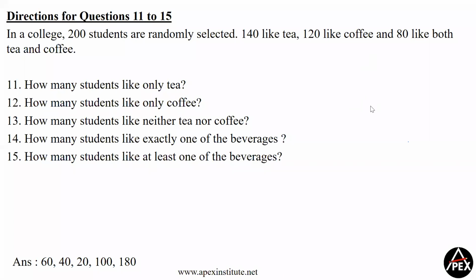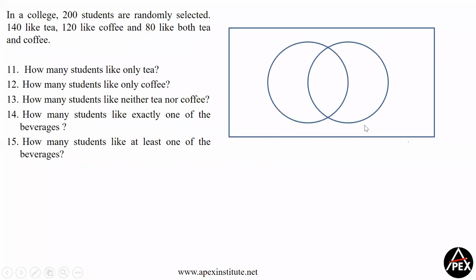So in a college, 200 students are randomly selected. So let us say this rectangle represents the college. So in the college, we have 200 students. Now out of these 200 students, 140 like tea. So let me consider this circle as the persons who like tea, and this circle represents the persons who like coffee.